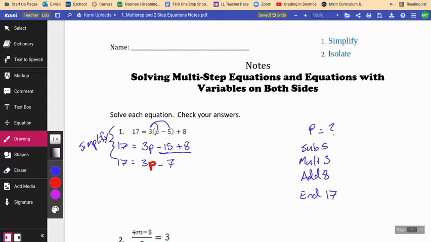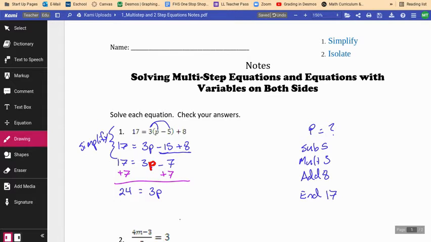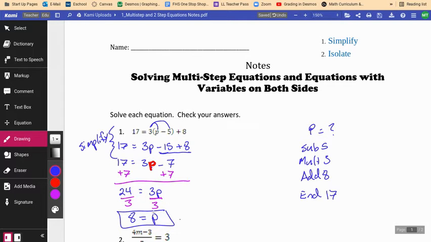So how do I do that? Well, I first start to isolate that, so I add 7 to both sides. And then I'm left with 24 is equal to 3 times P. And then I divide by 3. And so I get 8 is equal to P. Okay, so I figured out what the value of P was. All right, so that's one way to do it, by distributing first.